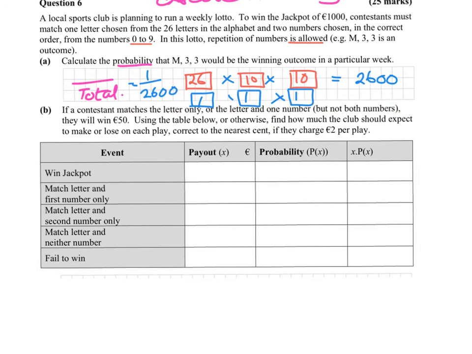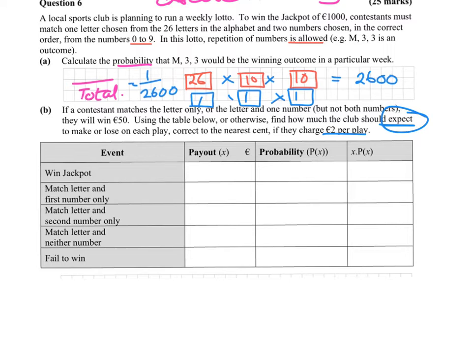If a contestant matches the letter only, or the letter and the number, but not both numbers, they will win €50. Using the table below, find out how much a club should expect. Okay, so that's the word expect, which takes us back to expected probability, to make or lose each play, correct to the nearest cent, if they charge €2 per play.